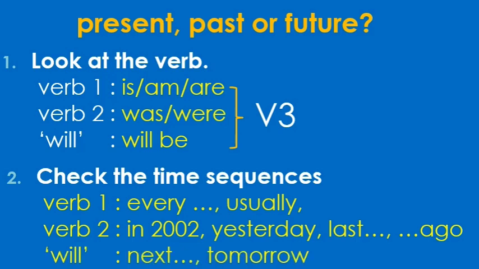What about will? Usually it's using next month, next year, or tomorrow, the day after tomorrow, next Sunday, so anytime in the future. Yeah, so all in all, verb 1 is something that happens at present, something that usually happens, repeatedly happens. Verb 2, something that happened in the past, and will is something that is happening in the future.